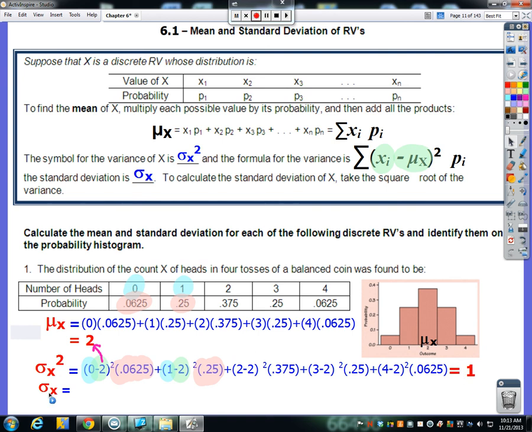Sweet. So the standard deviation would just be the square root of 1, which is 1. Done. Okay? So the amount that the number of heads deviate from the mean of 2 is on average 1 head that we would deviate. There's our standard deviation definition. So this is working it all out the long way. Now I'm going to show you the abbreviated version, what we can get by with.